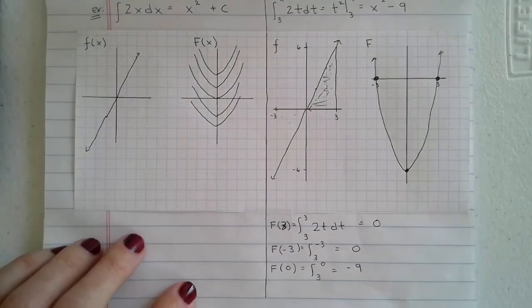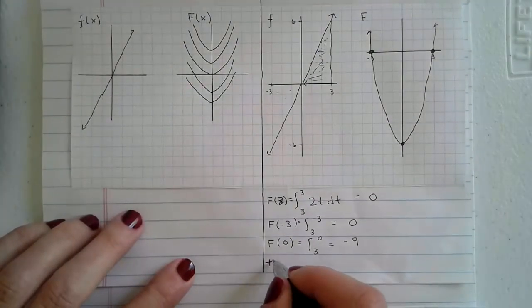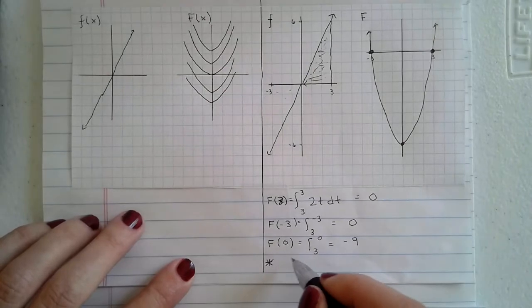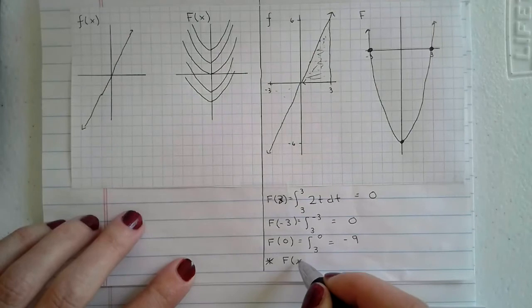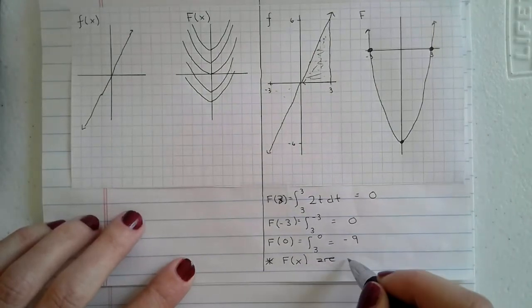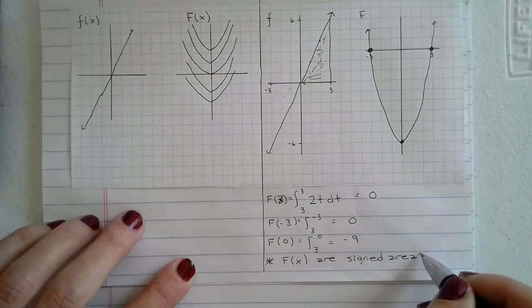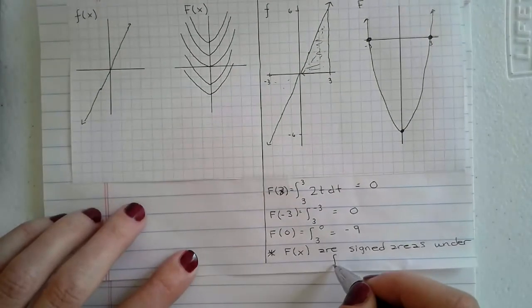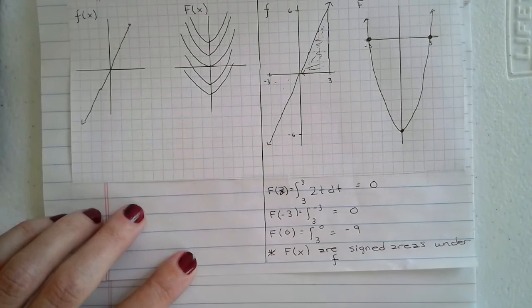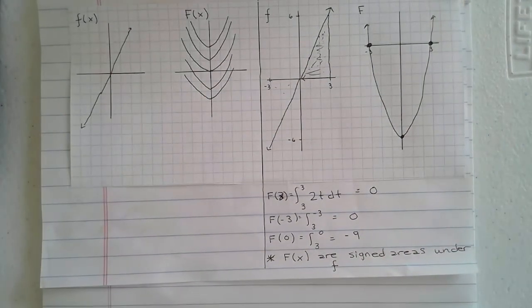So we did a couple of these yesterday, and trust me, there's more to come, but the idea, and I'll put a little star here, is that your big F of x values are areas, signed areas, under the curve little f, right? Between the curve and the x-axis. Okay, so I just wanted to get a quick note to start bringing some of these ideas together.